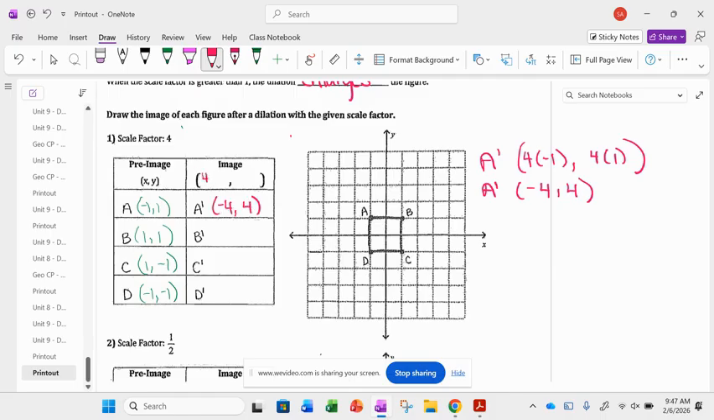Essentially what you're doing is taking the x coordinate, multiplying it by 4, and taking the y coordinate and multiplying it by 4, which is the scale factor. Now we're going to plot that. If I'm at (-4, 4), I'm going 4 to the left, 1, 2, 3, 4, but then up 4, 1, 2, 3, 4. And now I'm going to name this A prime.